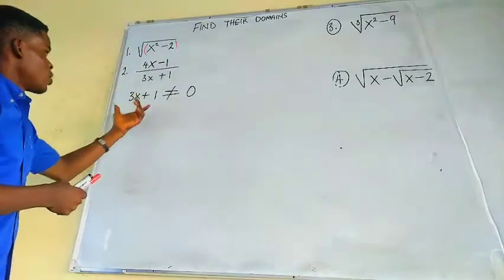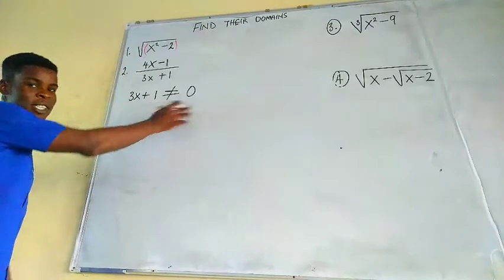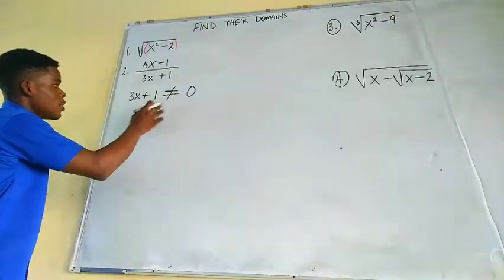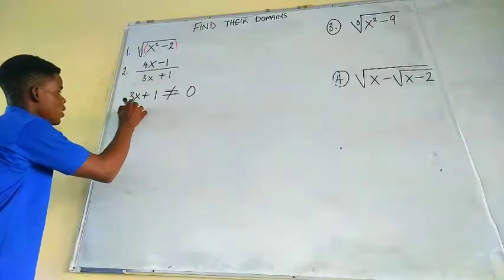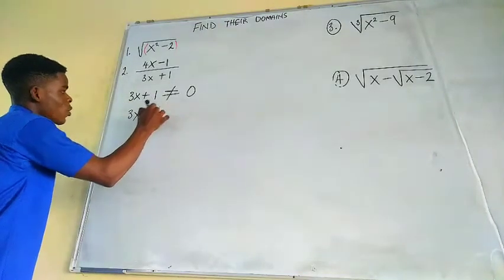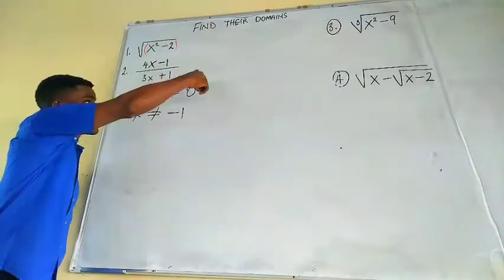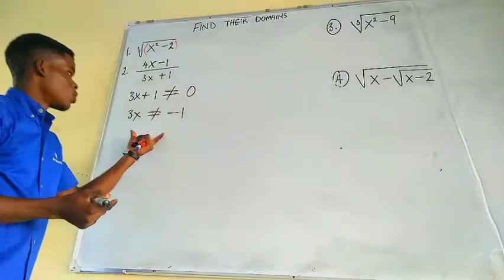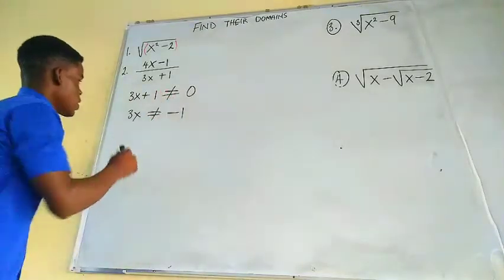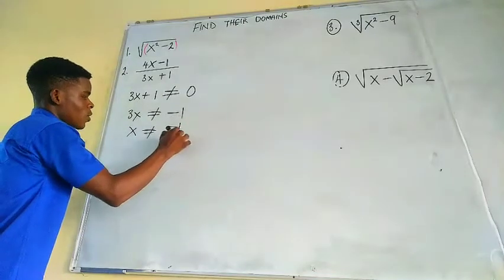So let's just solve it like this. You will not see them solve like this anywhere. Let's just solve it like this and take out the values we don't want. We have that 3x should not be equal to negative 1. That is, you subtract 1 from both sides, like moving 1 to here to turn to negative 1. So 3x should not be negative 1. That simply means that x should not be negative 1 over 3.